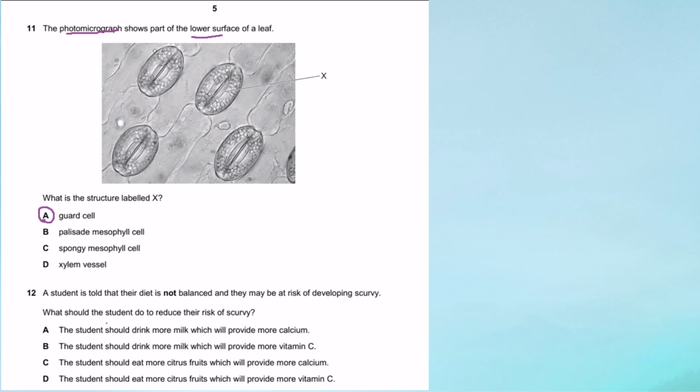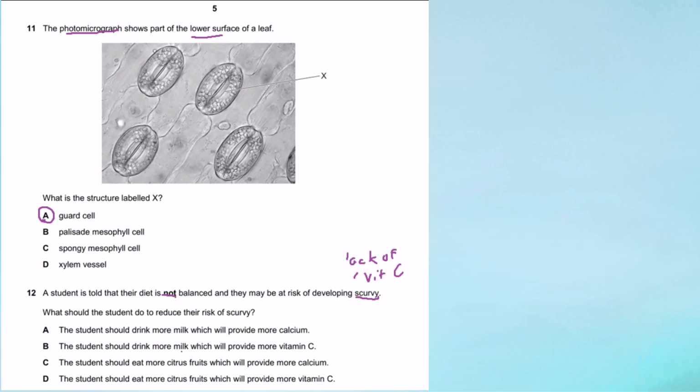And then we have one here with diet. The student is told that their diet is not balanced and there might be a risk of scurvy. And here we have to remember scurvy is lack of vitamin C. And we're given four options. Should they drink more milk? It's nice, but it's not what I'd ask here.